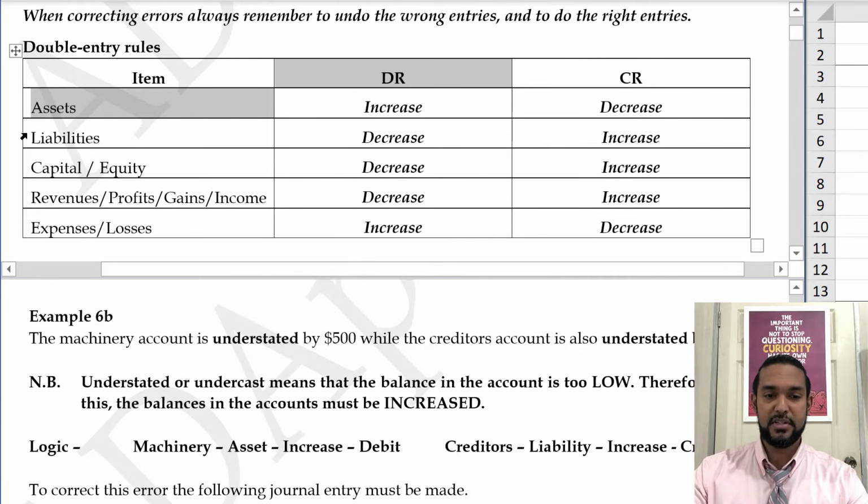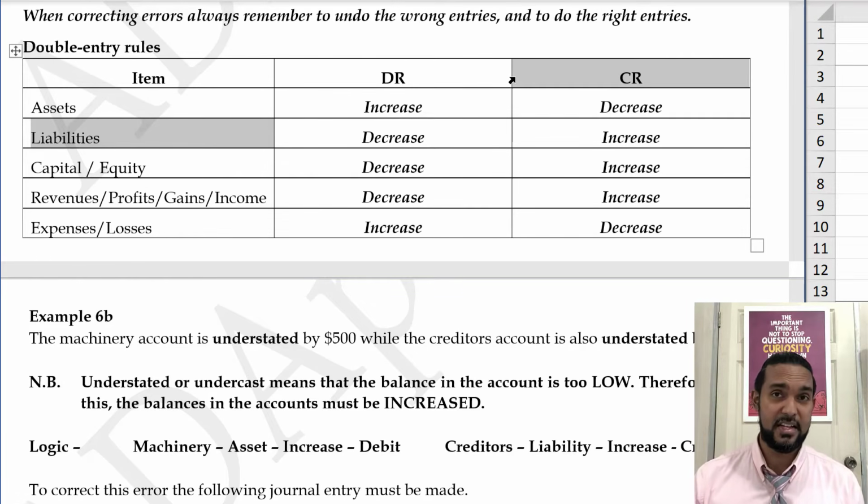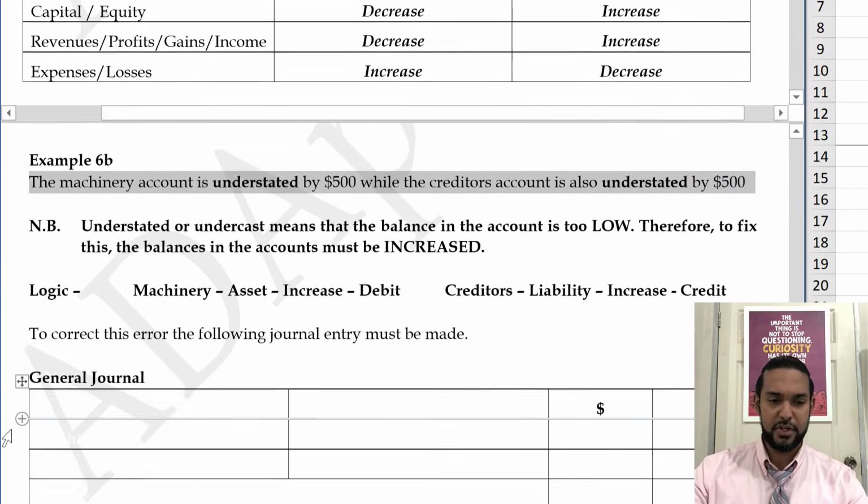Similarly, with the creditors being understated, creditors is a liability. Liabilities have credit balances. How do we increase a credit balance? Why do we want to increase it? Because it is understated. How do we increase a credit balance? By putting more on the credit side. So we're going to credit creditors. Let's go down to the general journal to see how this looks.